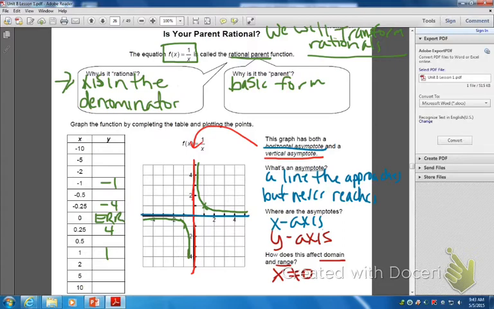And for our range, now we're looking at all of our y values. Can y take on all of the y values? No. Which one can it not have? It can have all of them, but right here, 0. So our range, let me circle that, y cannot be 0.